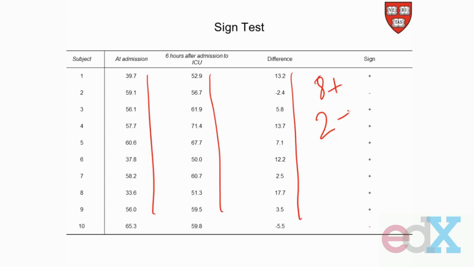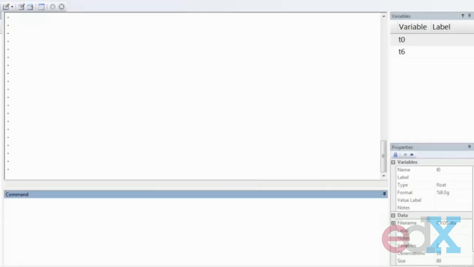Now we don't need to do this by hand. We have Stata. So go ahead and open up Stata now. The data set is called cvos.dta. And in the data set, when you open it in Stata, you'll notice there are only 2 variables: central venous oxygen saturation at admission, that's T0, and central venous oxygen saturation 6 hours after admission, that's T6.